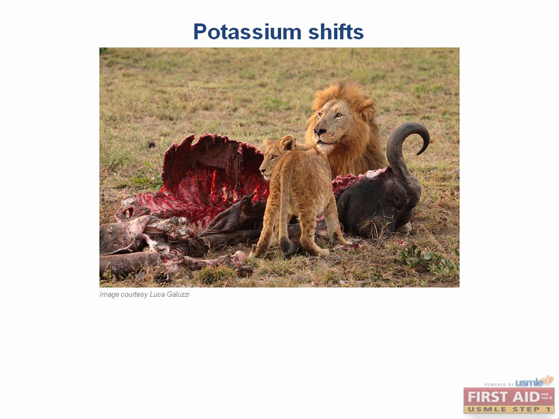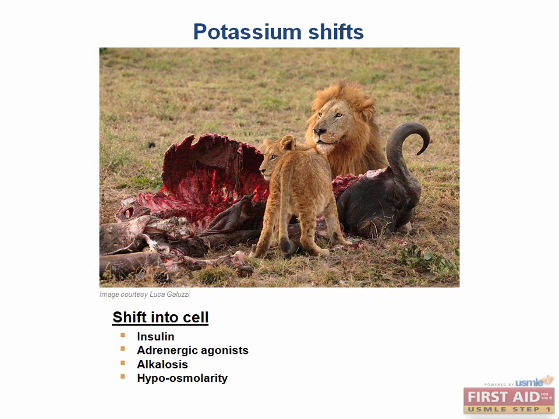Now let's discuss potassium shifts. The way I remember the causes of hypokalemia is with the example of a lion that kills and eats its prey. As the lion is sprinting for the prey, its adrenergic system is activated. This activates the sodium-potassium ATPase, shifting potassium into all the cells of its body, thus decreasing the serum potassium. When the lion is eating its prey, insulin is released, which also activates the sodium-potassium ATPase. Remember that insulin shifts potassium into cells.